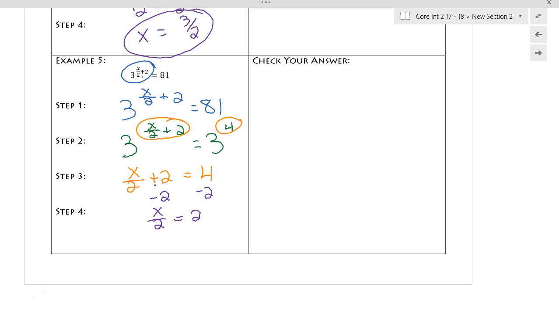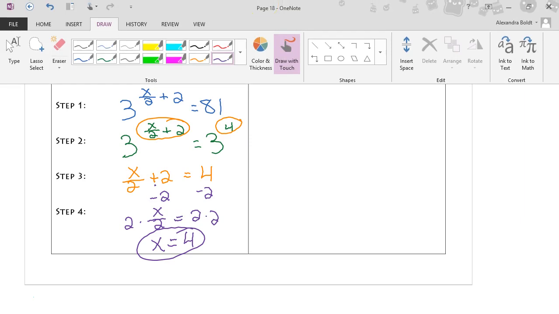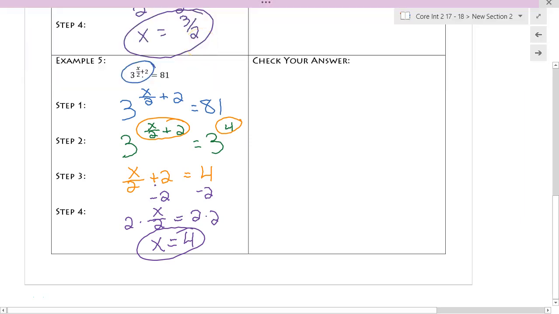The next thing I'm going to do is, right, this is division. The opposite of division is multiplication. X equals 2 times 2 is 4. Okay? X equals 4. Then, checking my answer, I rewrite this whole thing.